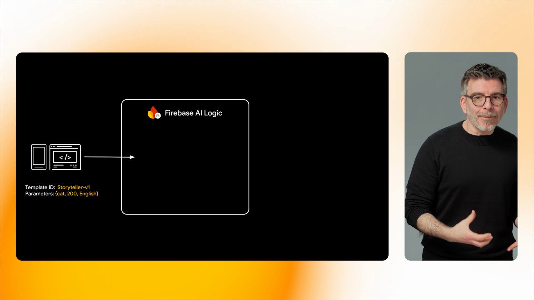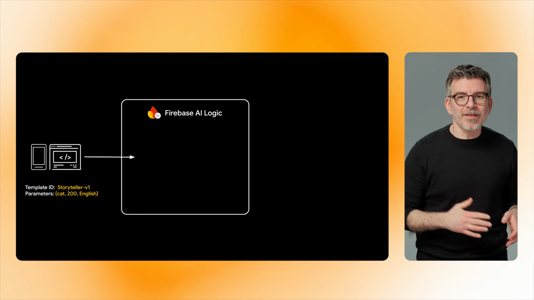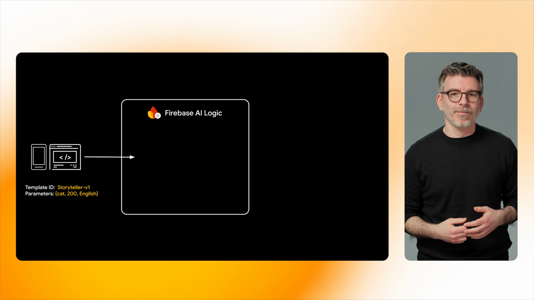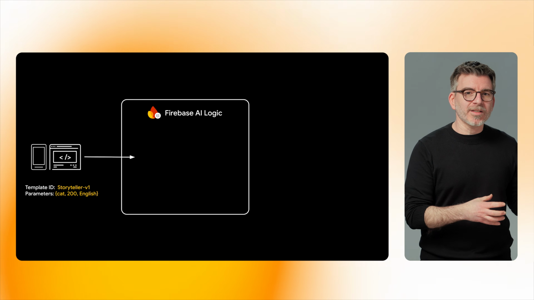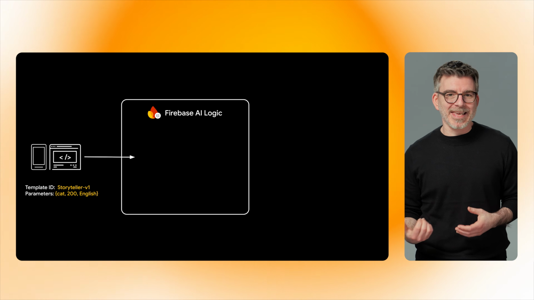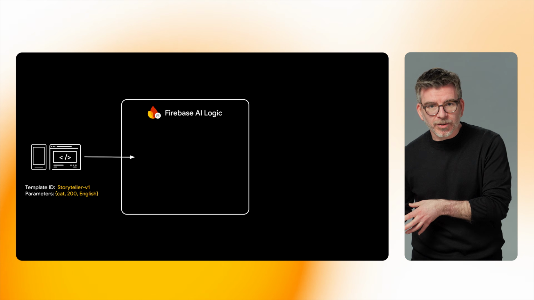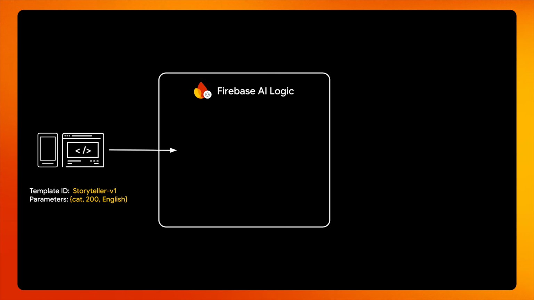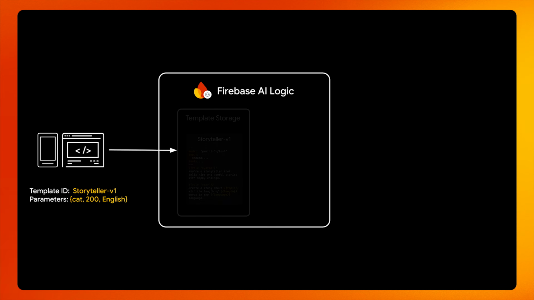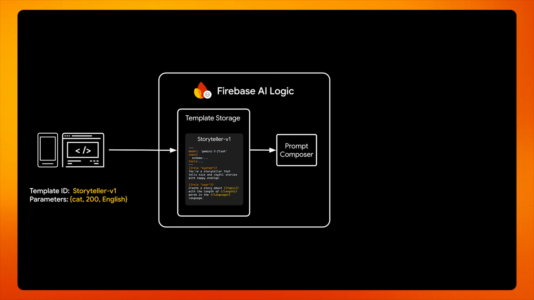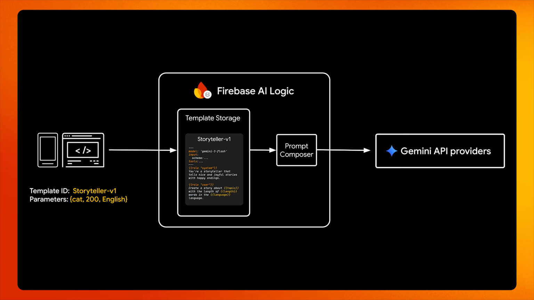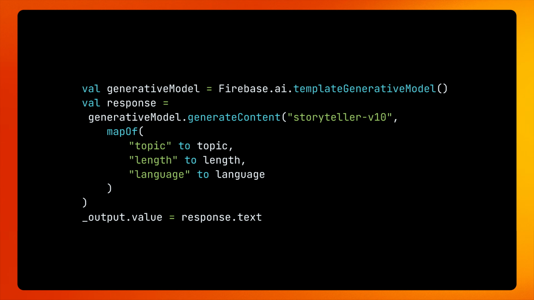Instead of putting the prompt in your app, you store it in the Firebase server as a template. Your app references your template using a template ID. You define and pass the input variables the template requires. The server validates the input variables, fills in the blanks, composes the final prompt, and executes the call. Here's the client code. One call with a template ID and a map of variables. That's it. Your prompt never leaves the server.